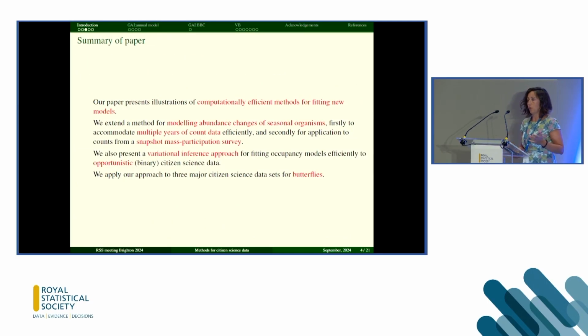So just a brief summary of the paper, in case you haven't read it, just so you know what's coming for the talk as well. So we're looking, as I said, for modeling changes in abundance using count data, and also modeling changes in distribution using binary data. For the former, to improve computational efficiency, we present a model reparameterization that reduces substantially the number of parameters we actually have to estimate. And for the latter, we use variational Bayes. And we demonstrate the work using citizen science data for butterflies.